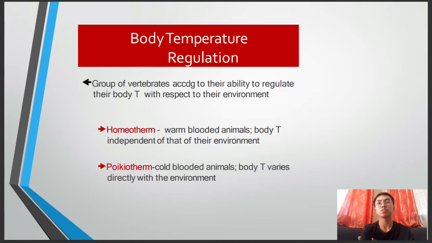Body temperature regulation. It is a group of vertebrates' ability to regulate their body temperature with respect to their environment. So body temperature regulation helps in controlling the loss or gain of heat and maintaining an optimum temperature range by an organism.